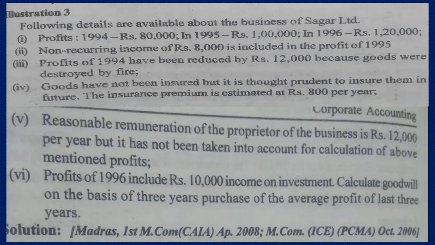Reasonable remuneration of the proprietor of the business is 12,000 per annum, but it has not been taken into account for calculating the above mentioned profit. Then the last one: the profit of 1996 includes 10,000 income on investment. The profit shown as 1,20,000 includes an income which is not expected to be business income, amounting to rupees 10,000. So that should be eliminated. These are the logics. Now let us see the answer in the next slide.